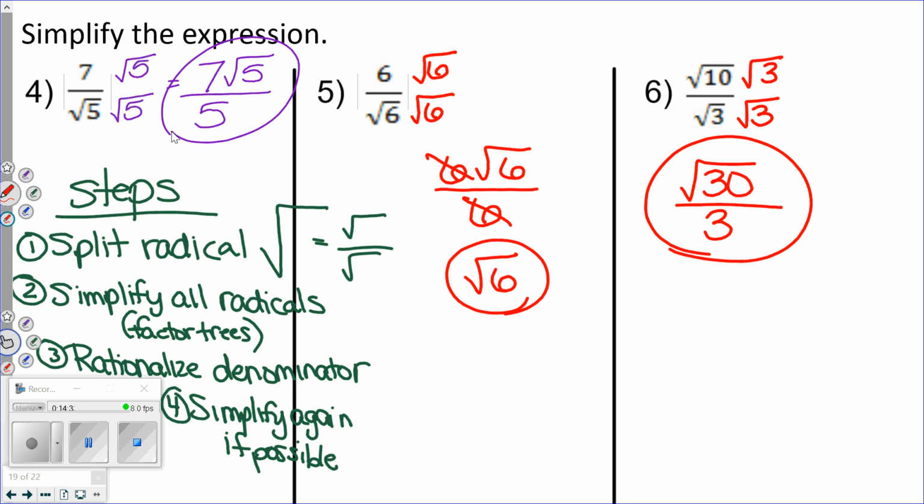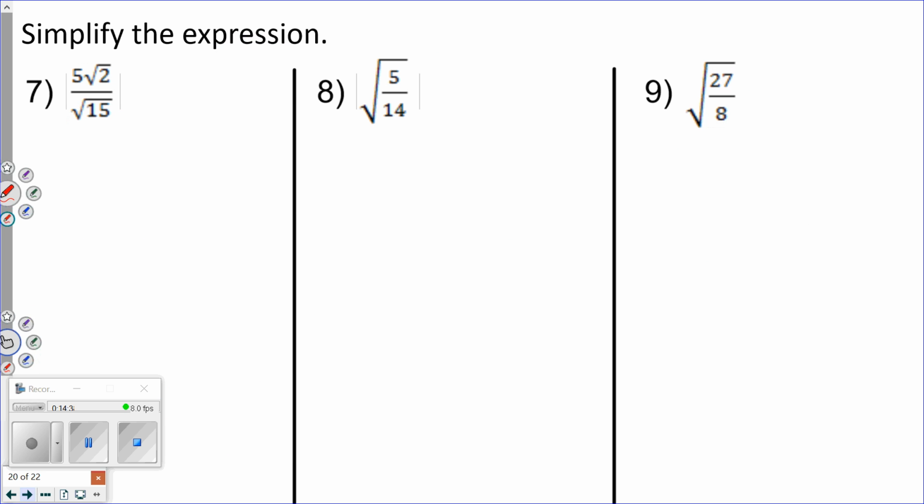All right, so I'm baby stepping you, as I always do. We're baby stepping. So if we hit a point where you're like, whoa, please ask, okay? All right, what about number 7? Go through your steps. Split the radical? Don't have to. Step 2, can I simplify any of those radicals? Radical 2, 15 would be 3 and 5, no pairs, so I can't do anything there. All right, so then rationalize. So you multiply top and bottom by radical 15.